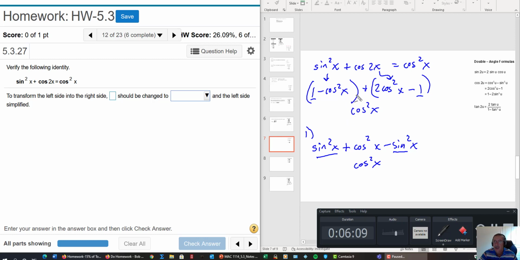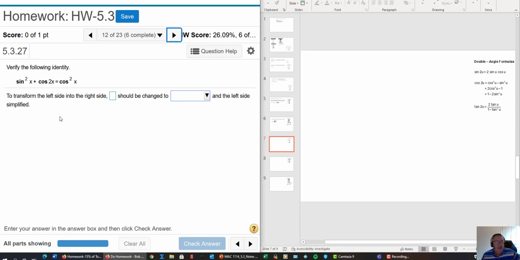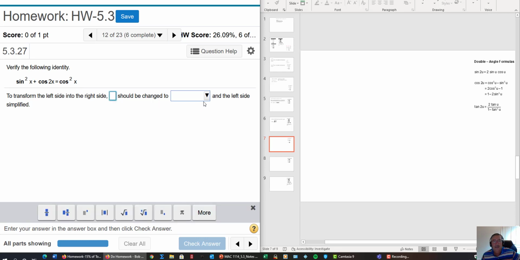In case, depending on how it approaches it over here. Now let's go ahead and pause and see what it does over here real quick. All right, so it says to transform the left side to the right side. And I kind of have to look at the pull down menu here. I'm going to think that they did that first option I did when I saw the first option. I'm going to say they probably should have said the cosine of 2x here.